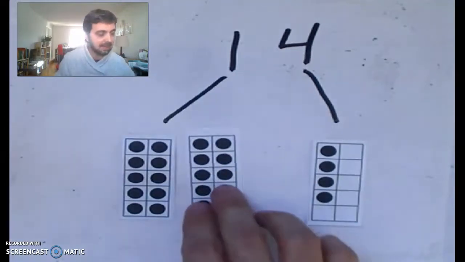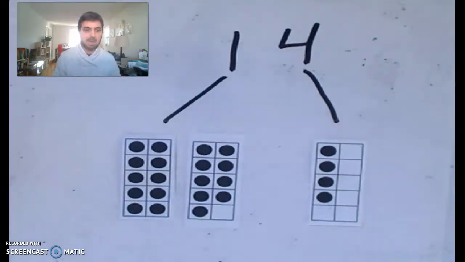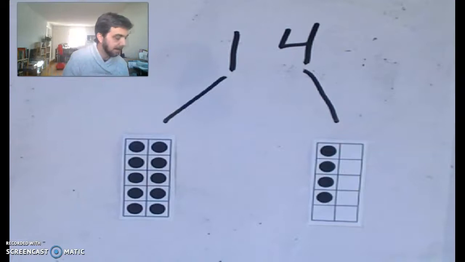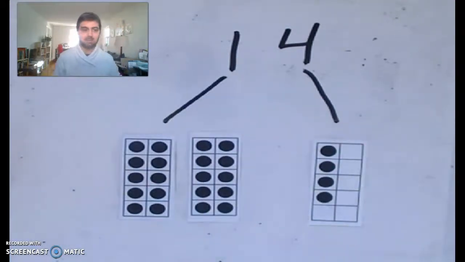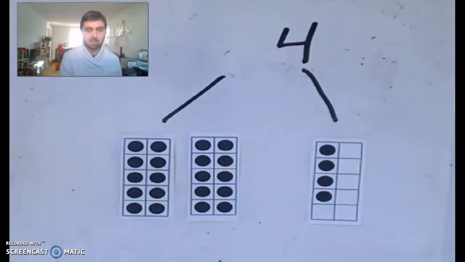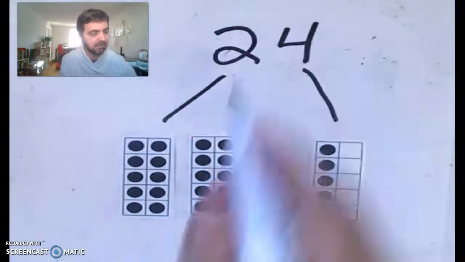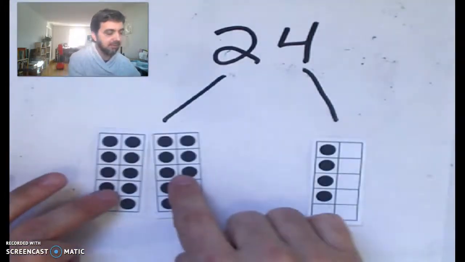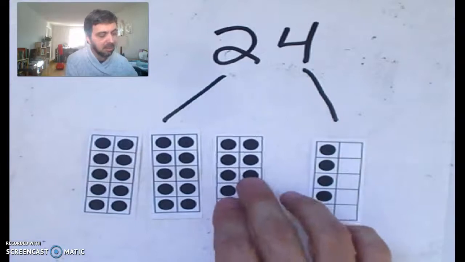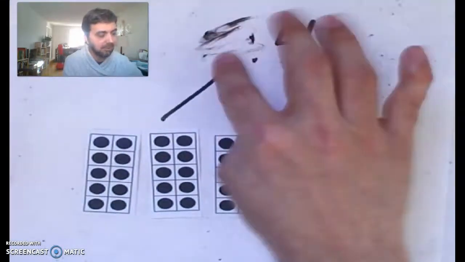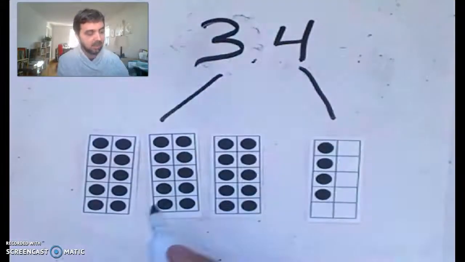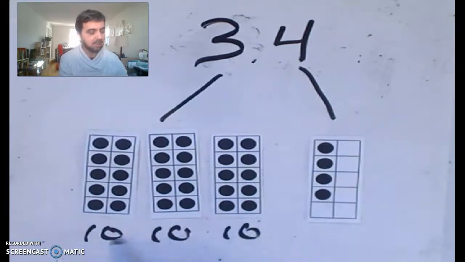What if I went like this? Now how much do I have? Oh, forget that. Sorry, I didn't mean to put that one down. I meant to put this one down. Now how much do we have? We don't have one group of 10. We have 2 10s, so that's going to be 24. What if I put another 10 down? Now we don't have 2 10s. We have 3 of them. We have 10, 10, 10. That's 3 10s. 34. All right?